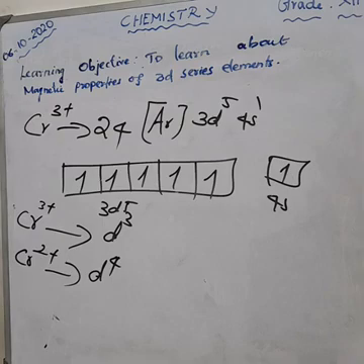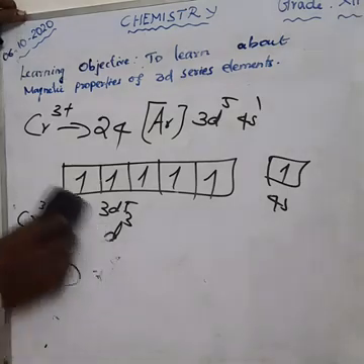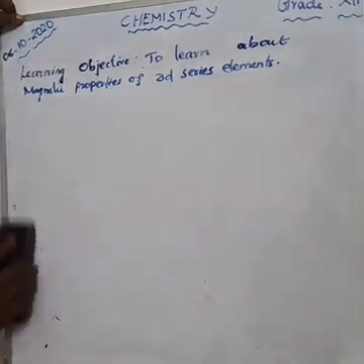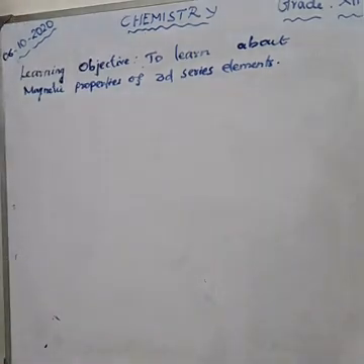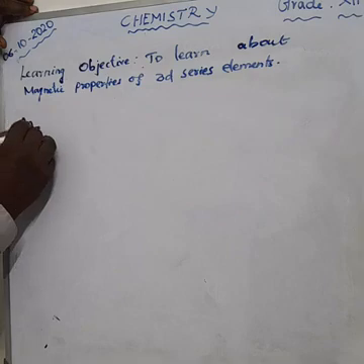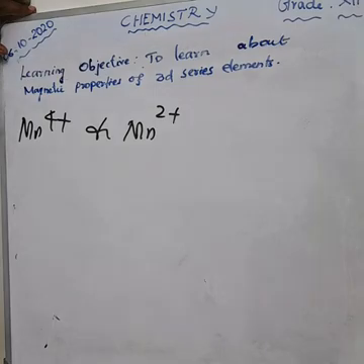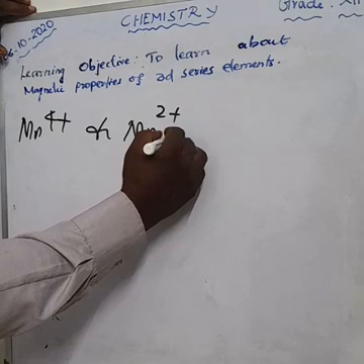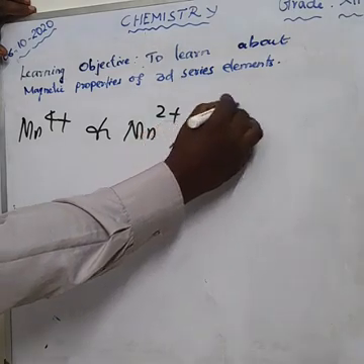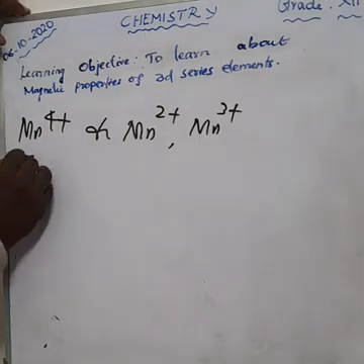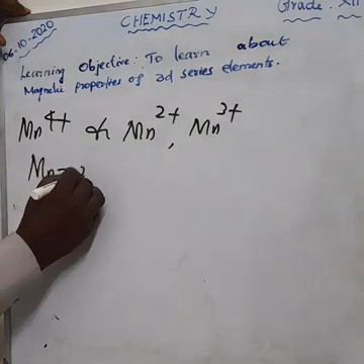Okay. Next we write about manganese. Manganese is also very important. What is the configuration of manganese ions? Manganese ions means we have Mn4 plus and also Mn2 plus. Both of these are very important. That is Mn4 plus, Mn2 plus, and also we have Mn3 plus. These are the 3 configurations. First you should write the electronic configuration of manganese. Atomic number of manganese is equal to 25.